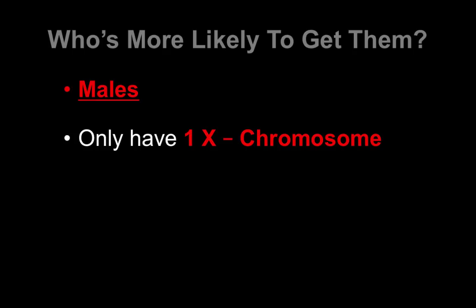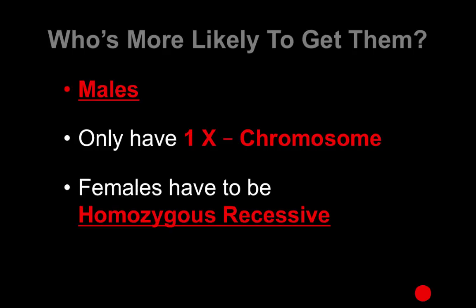Now we need to look at who is more likely to get these kinds of traits. And it turns out that males are. And that's because males only have one X chromosome. Females, on the other hand, have to actually be homozygous recessive to get a recessive trait, meaning they have to inherit it from both parents. Males only have to inherit it from one.